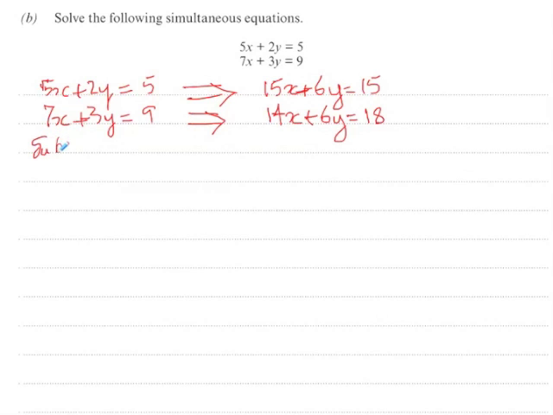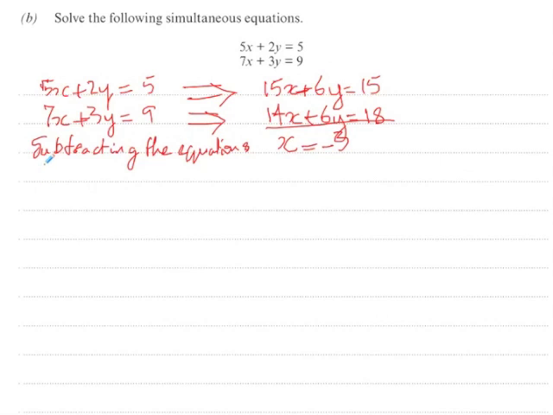Now subtracting the equations, we get 14 minus 15 is minus x. That is, the y terms cancel each other out. 6y minus 6y is 0. And we got x equals 15 minus 18 is minus 3.